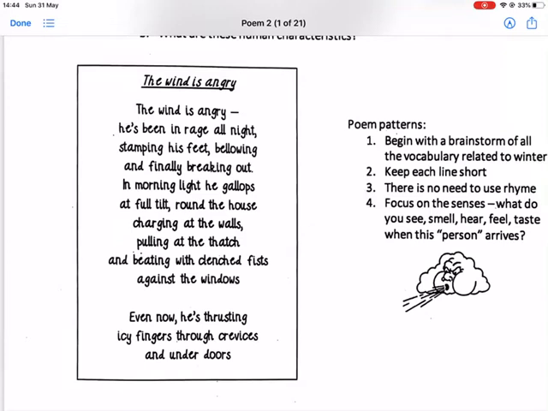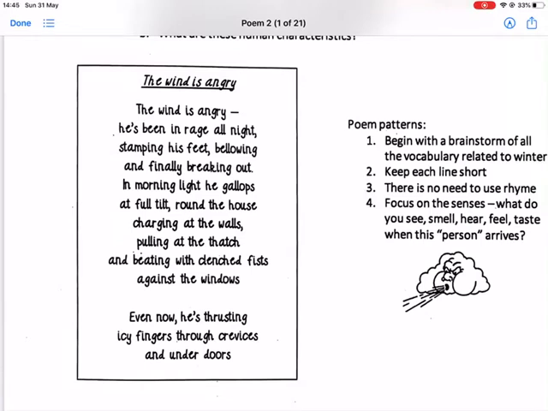Right, let's maybe look at just some of the words here that might be difficult. The wind is angry. He's been in a rage all night. Rage, if you're raging, it means you are extremely angry. Stamping his feet. Bellowing. Bellowing is like crying out, to bellow. And finally breaking out. He gallops.